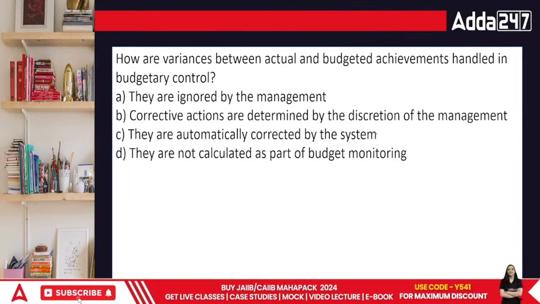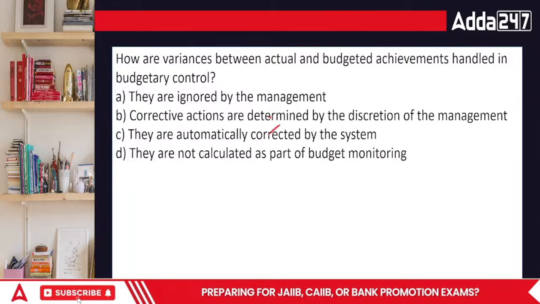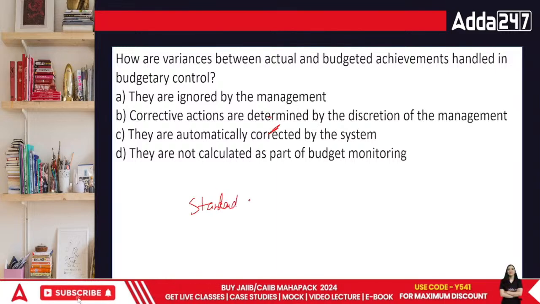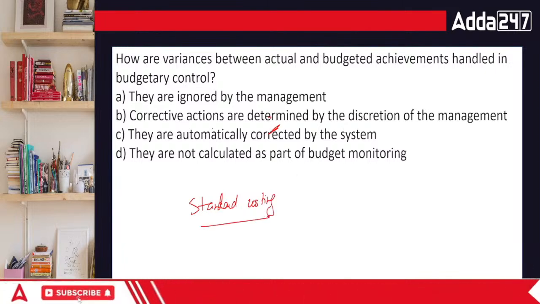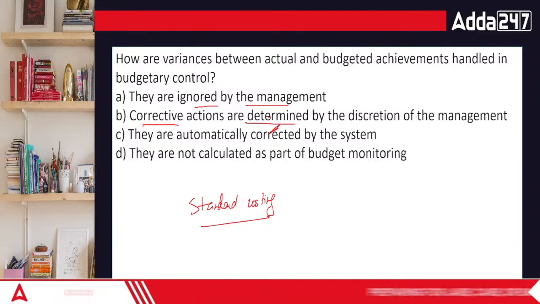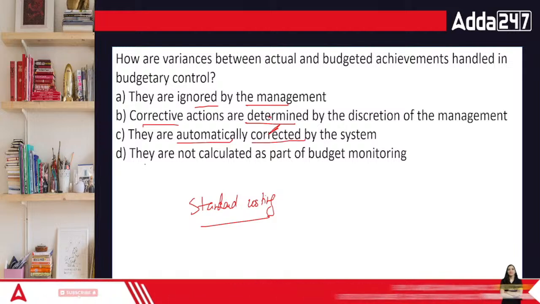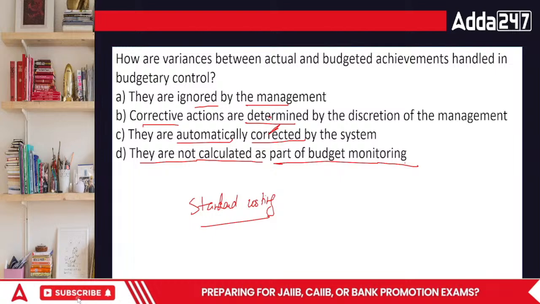How are variances between standard and actual achievement handled in budgetary control? These are again a part of standard costing, what we thought and what we had. And in this case, we might have to revise the things as well. They are ignored by the management. Corrective actions are determined by the discretion of the management. They are automatically corrected by the system. They are not calculated as a part of budget monitoring.